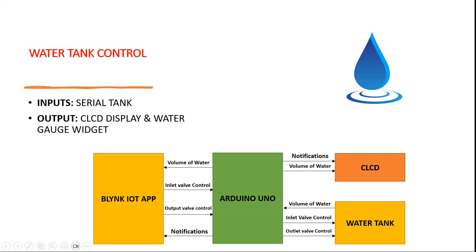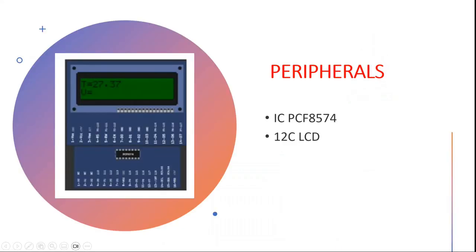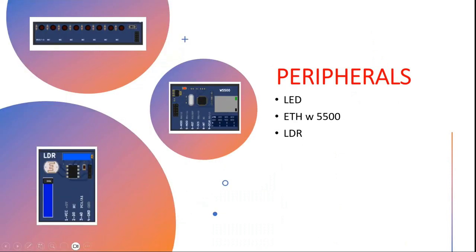Similarly, Arduino Uno is giving the volume of water value to the Blink IoT app, where we can see the output and similar notifications, and it is going to control the inlet valve and outlet valve. And these are the peripherals: IC PCF8574 and I2C LCD. Here you can observe the readings like notifications and temperature values.